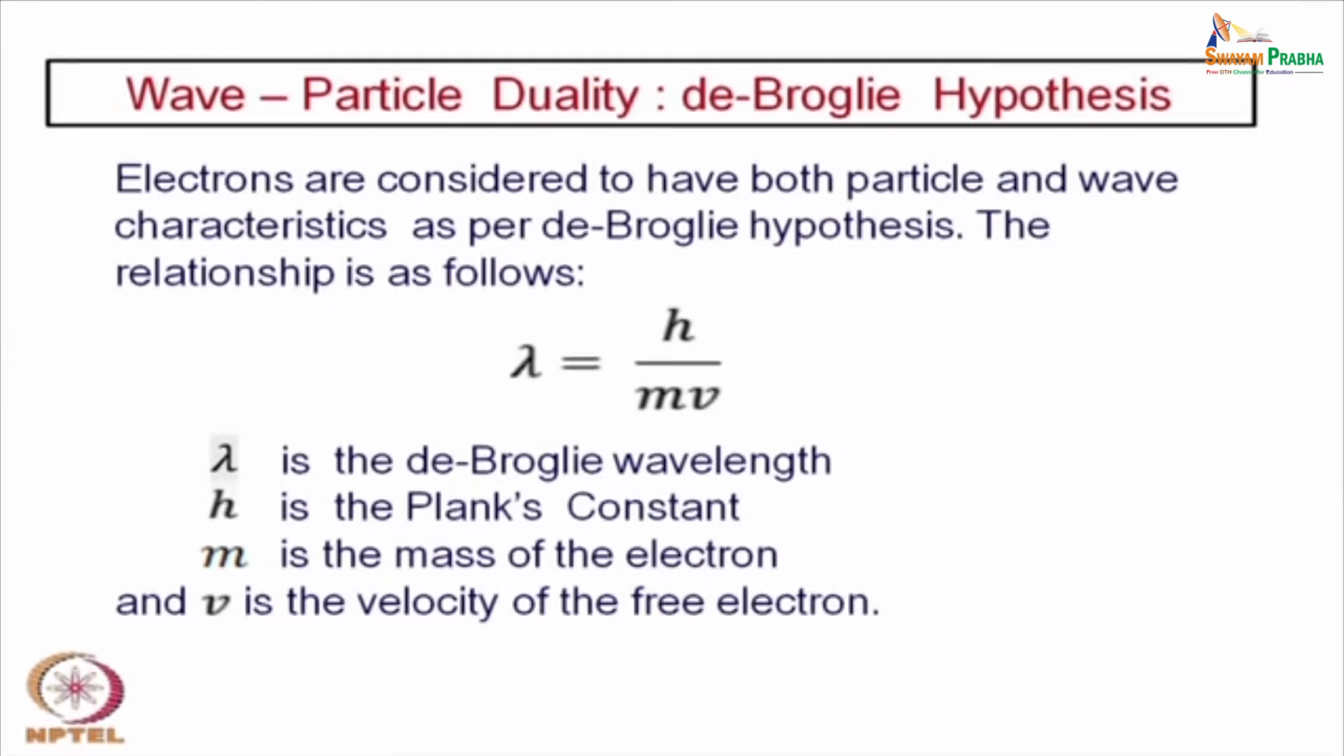So, lambda is the de Broglie wavelength, h is the Planck's constant, m is the mass of the electron, and v is the velocity of the free electron. So, if we have that, one can consider a wave nature of the electrons. It is no longer just a particle; it has both particle characteristics and wave characteristics, and that is the relationship between them. When we are talking about a particle, it has a mass, and when we are talking about a wave, it has a wavelength.